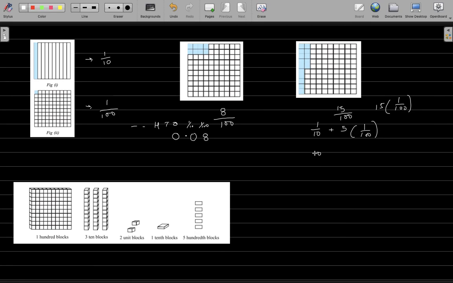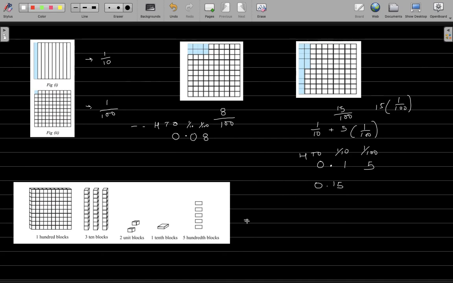So how can I represent this in the form of a decimal number? This should give you ones, tens, hundreds and all. These are anyway zeros here. I mean, we are not considering any unit as a whole here. But yes, you have 1 by 10th and 1 by 100. You have 1 by 10th and 5 of 1 by 100th. That's why you can write this as a decimal number 0.15.